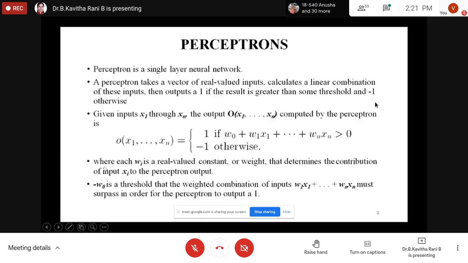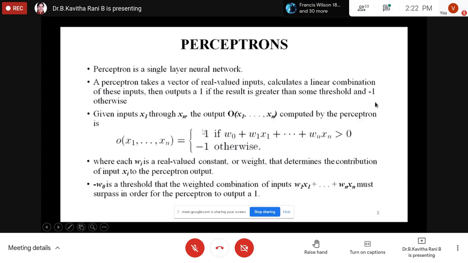Okay, so here each wi is a real valued constant or weight that determines the contribution of input xi to the perceptron output. So weight will give or determine something based upon the input value. So here weight will contribute something to the input value to get the output value. And here minus W0 is a threshold that the weighted combination of inputs must surpass in order for the perceptron to output 1.